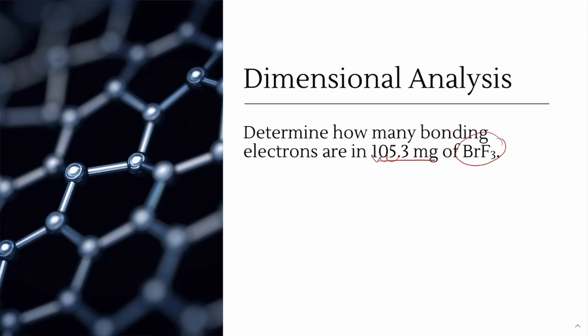It's almost like I just don't want to have to put too many extra numbers that I don't need, okay? So in my mind, this is actually 0.1053 grams, and that's how I'm going to read it. So now it says, determine how many bonding electrons are in 0.1053 grams of bromine trifluoride is what this would be called, right? So in order to do this correctly, you have to draw the correct Lewis structure.